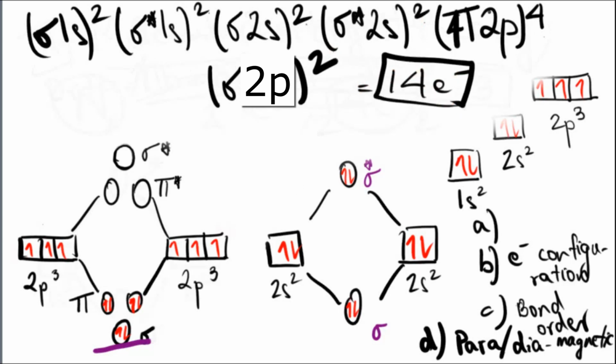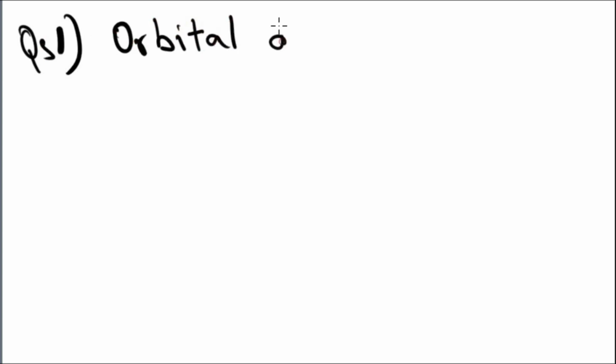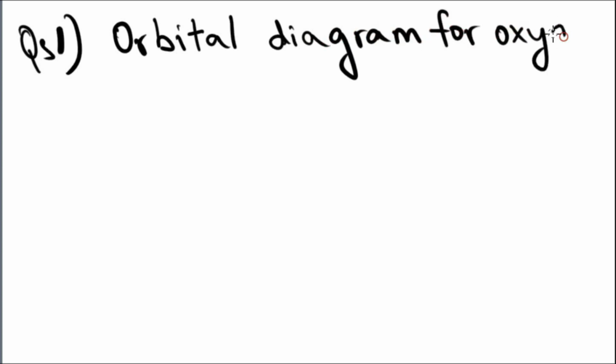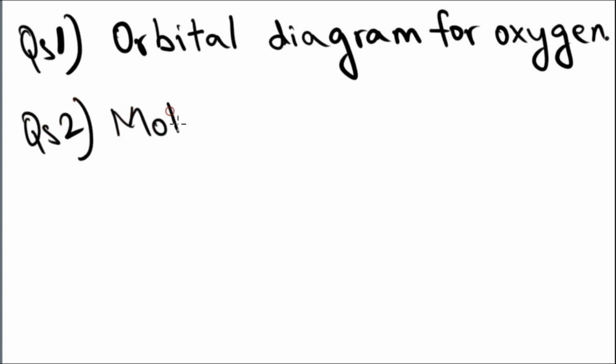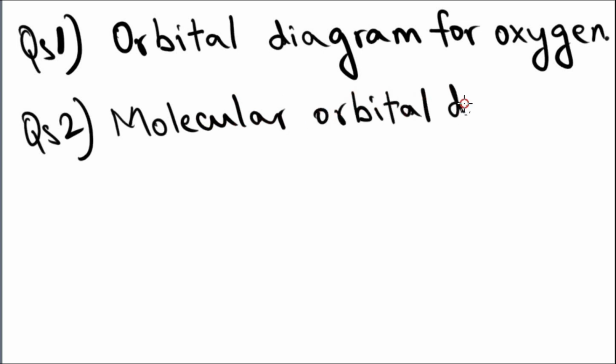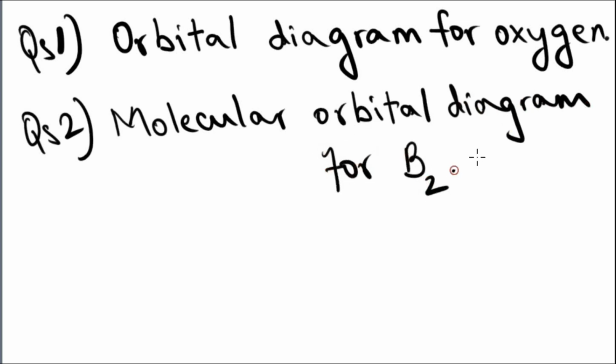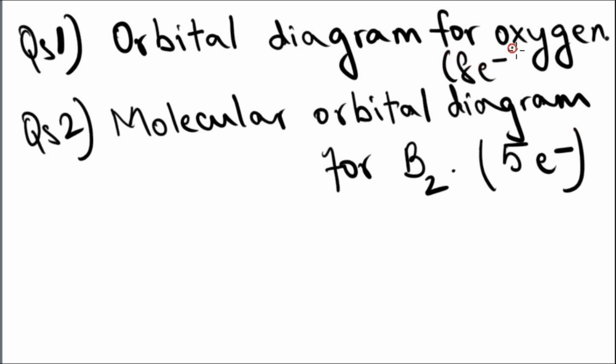Now we'll move on to the homework. So I'll give you just 2 questions. First, please draw the orbital diagram for a single atom of oxygen. And my second question will be, please draw the molecular orbital diagram for a molecule of boron. The number of electrons for boron is 5, and the number of electrons for oxygen is 8. Remember, for the molecular orbital diagram, the boron will not be 5, but it will be 10 electrons.